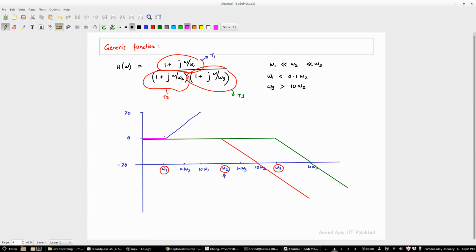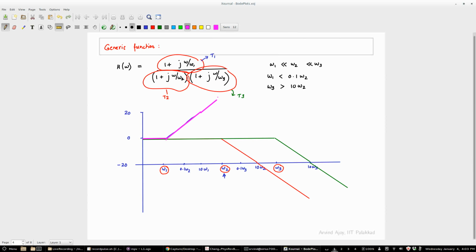So the magnitude plot for H of omega itself is just going to be the sum of the blue line, the green line and the red line. It's fairly straightforward, and I'm going to plot that in magenta with a thick line. So all the way from here to here, you're just going to add 0 plus 0, so there's no change. Here you're going to add this line plus a 0, so you're going to basically follow this line all the way until here.